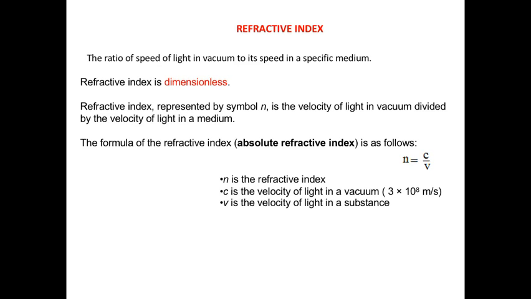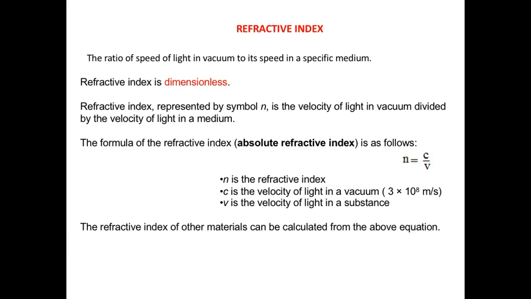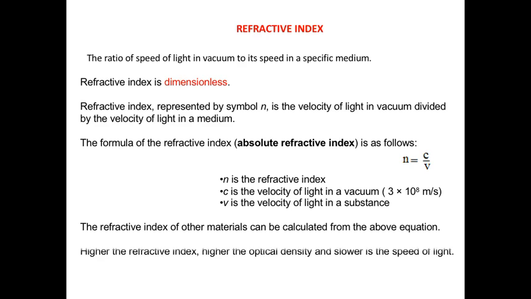Where N is refractive index and V is velocity of light in any substance. Thus we have a formula N is equal to C by V. Refractive index can be easily calculated by this formula. This refractive index is also known as absolute refractive index. We have relative refractive index also. We have refractive index in relation with angles of incidence and refraction also.